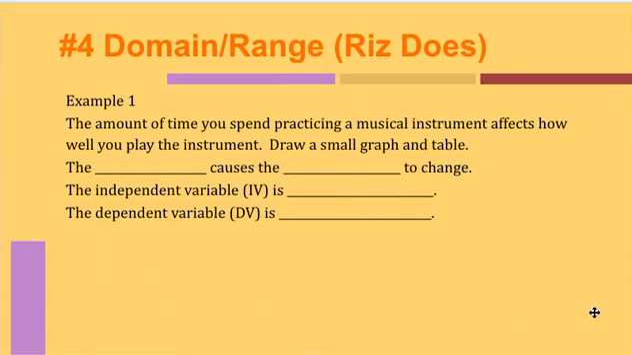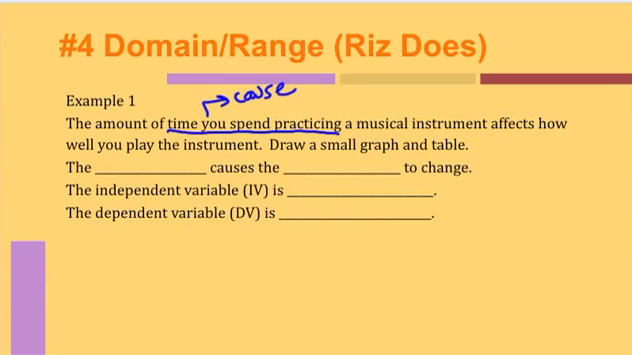So here's the first example. It says the amount of time you spend practicing a musical instrument affects how well you play the instrument. Draw a small graph and table. So now I'm going to think to myself, what's the first thing that's going to happen? Is it that I'm going to practice, or is it that I'm going to immediately get better? I think to myself, I know the time I spend practicing is going to be the cause of the situation.